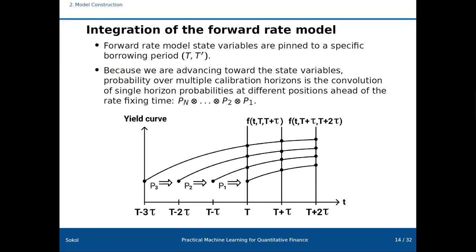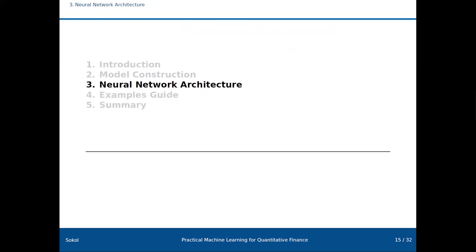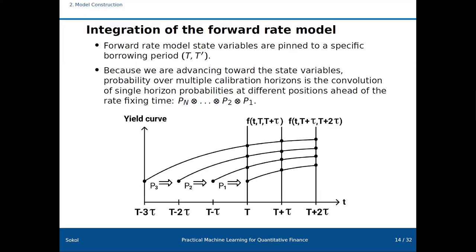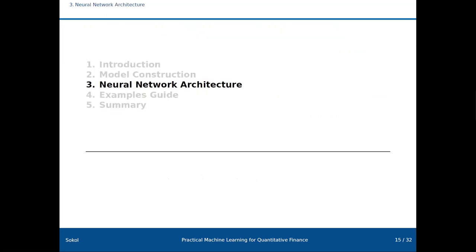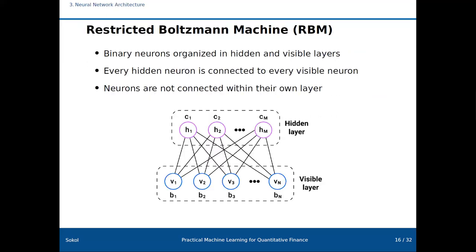Okay, so with that we're done with reviewing how the model is constructed, and we're going to go to neural network architecture. We're going to discuss a specific generative model, which is the restricted Boltzmann machine. It's a very old and very simple neural network.